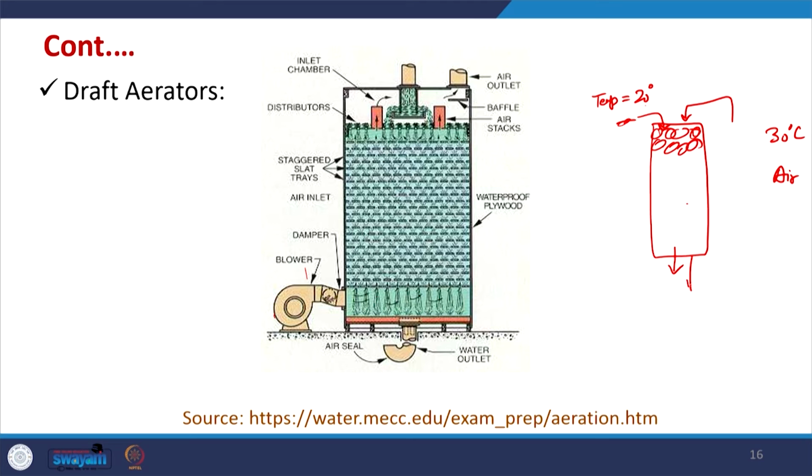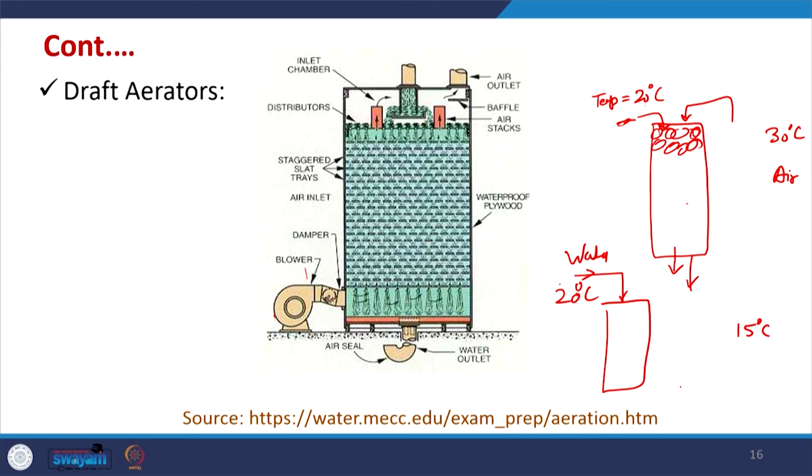So, under that condition, when the outside temperature is higher than the temperature of the water, the natural draft of the air will be in a co-current mode. Similarly, in the second condition, we are presuming that the temperature of the water going in is still 20 degrees centigrade, but the outside temperature is 15 degrees centigrade.